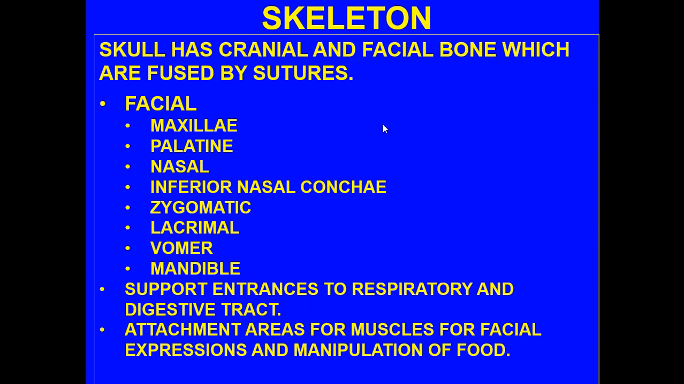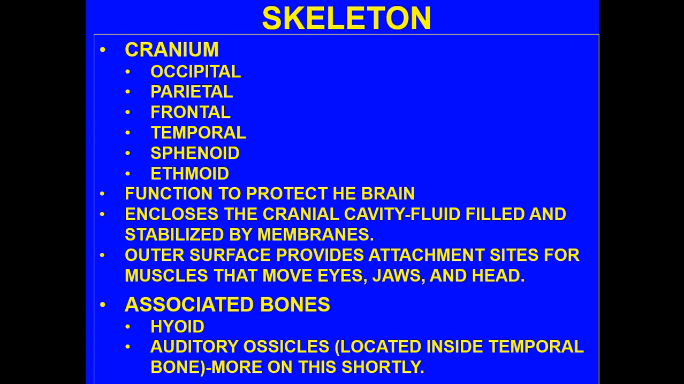Okay, let's look at the facial bones. The facial bones include the maxillae, the palatine, nasal, inferior nasal conchae, zygomatic, lacrimal, vomer, and mandible. Now, the mandible, of course, is the lower jaw. The maxillae would be what you consider part of the upper jaw. These also play a role in supporting entrances to the respiratory and digestive tract, as well as the attachment areas for the muscles for facial expressions and manipulation of food.